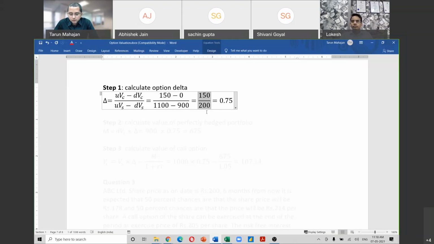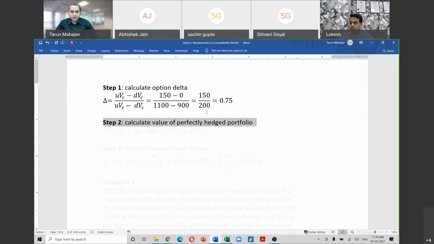What is a hedged portfolio? This is a bunch of investment which will give you the same result irrespective of volatility of the share price. If I simply buy a share, then I'll face the volatility. If I simply buy an option, then I'll face the volatility. But if I buy a combination of share and option in opposite directions, buy share and sell option, sell share and buy option, then they will cancel out each other's volatility.